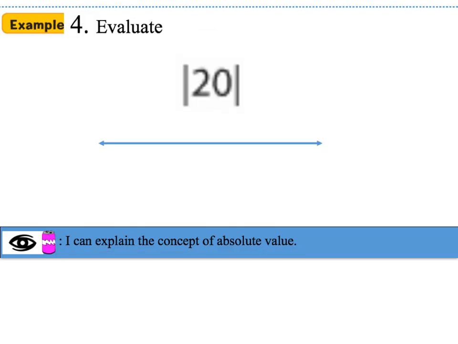So example 4 says to evaluate and find the absolute value of positive 20. So let's go ahead and graph. This is going to be 0. And I'm going to place 20 on the right hand side of 0 because it's a positive number. And I'm going to place the little man at 0. And now there's going to be a little earthquake and he's going to start to move. So here's 1, 2, 3, 4, 5, 6, 7, 8, 9, 10, 11, 12, 13, 14, 15, 16, 17, 18, 19, 20. So he moved a magnitude of 20 spaces. So the absolute value of 20 is equal to 20.